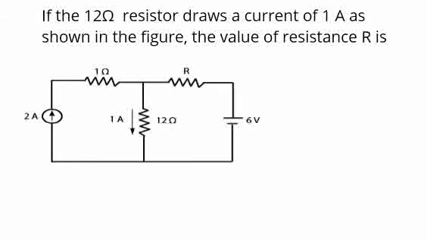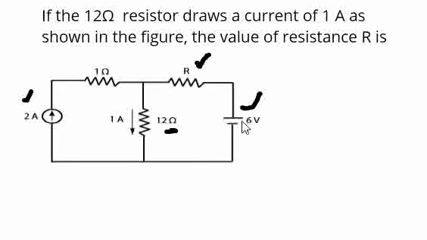Here is a question, which asks basically about a 12 ohm resistor. So this is the 12 ohm resistor which draws 1 amp of current, as shown in the figure. And what is asked is that we have to calculate the resistance R. There is a current source here, and there is a voltage source here.